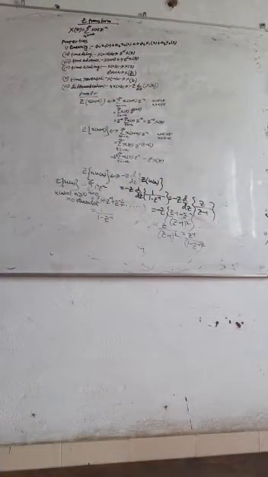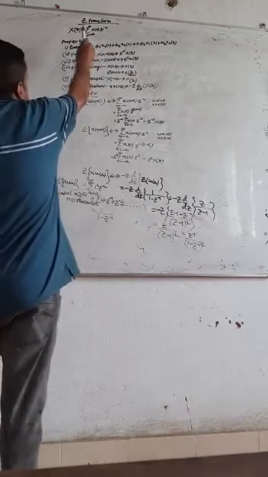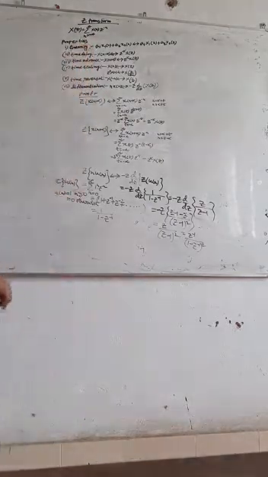So what is the Z transformation basic formula? This is the Z transformation basic formula: X(z) equals the sum from n equals minus infinity to plus infinity of x(n) z to the power minus n. Let us quickly check the properties of Z transformation.